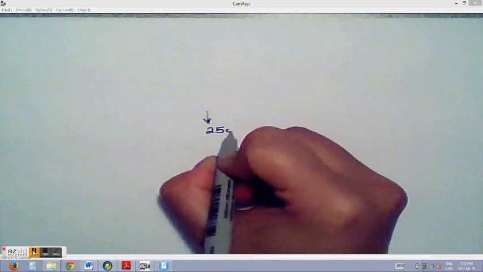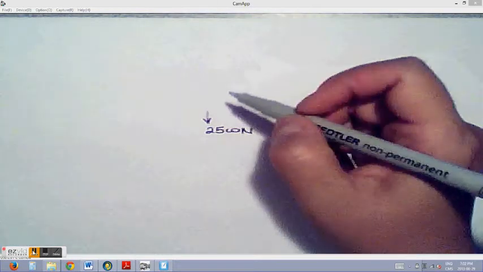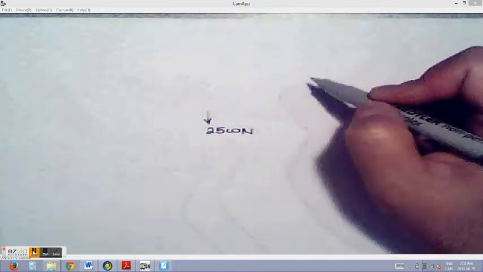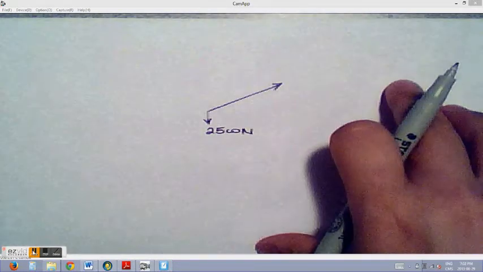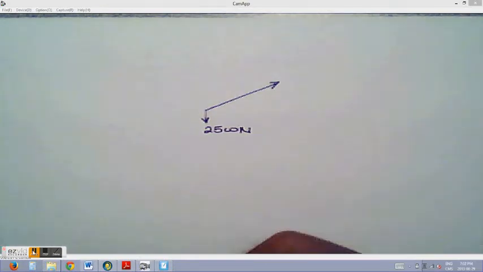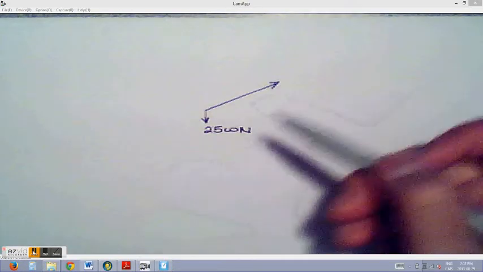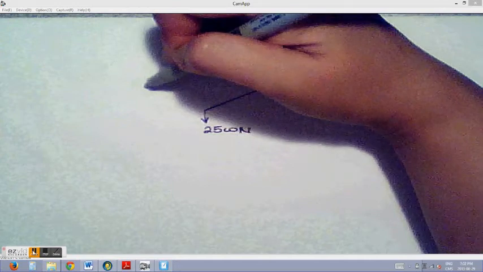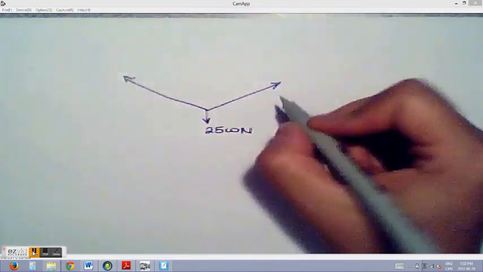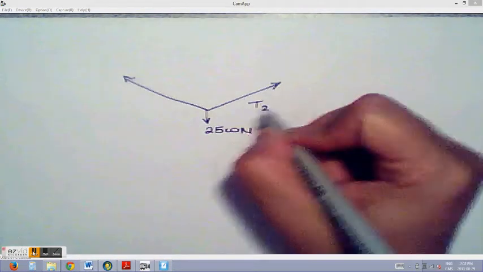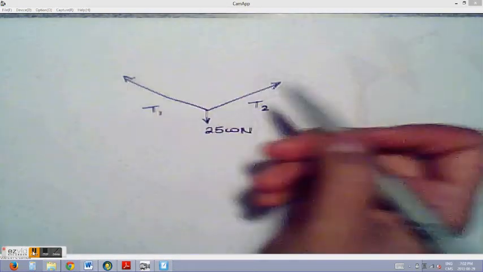So what we have here is the light. We're going to say it has a weight. We were told it has a weight of 2,500 newtons, okay? And so tension always acts away from your object. Okay, so think of a rope. If you're pulling on this rope, the rope is also pulling back, and that's exactly what tension is. It's the force pulling back. Okay, so there are the two ropes there. We'll just label them T2, T1.